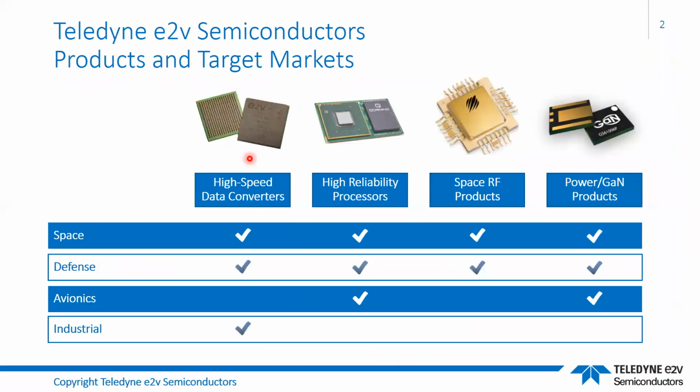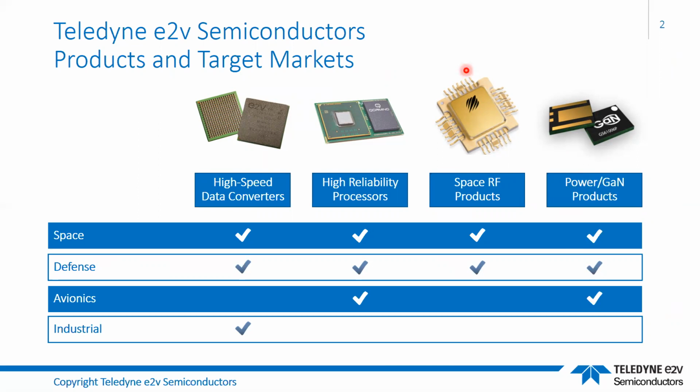So very, very quickly now about Teledyne ETV Semiconductors. We provide components for high reliability systems, and these range from power GaN, switching HEMTs, power GaN HEMTs. FETs isn't quite the right word, but HEMT is the correct word. And these are used in the space industry and defense, and also in the avionics industry.